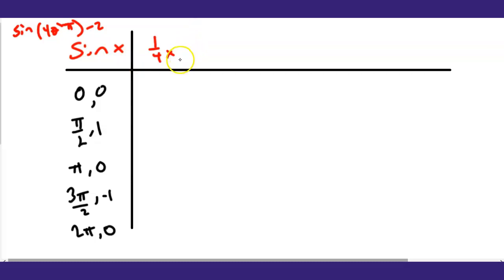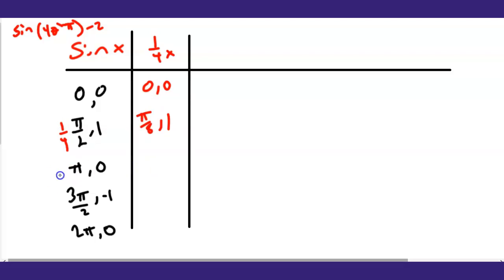All right, so if I do 1/4 x, I end up with 1/4 times 0, 0. 1/4 times pi half is going to be pi over 8. Times 1/4 would be pi over 4. Times 1/4 would be 3 pi over 8, and then times 1/4 would be 2 pi over 4, which is pi halves.